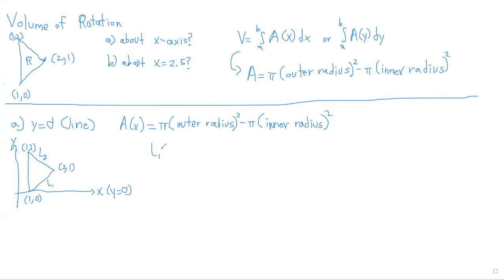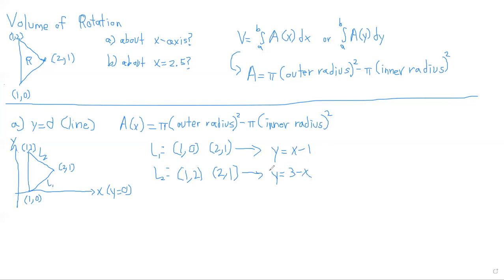L1 is connecting the points. The first line is connecting the points (1, 0) and (2, 1). And with respect to x, that is expressed as the function y is equal to x minus 1. That's the line that connects these two points. L2 is from (1, 2) to (2, 1). And the function for that is y is equal to 3 minus x.